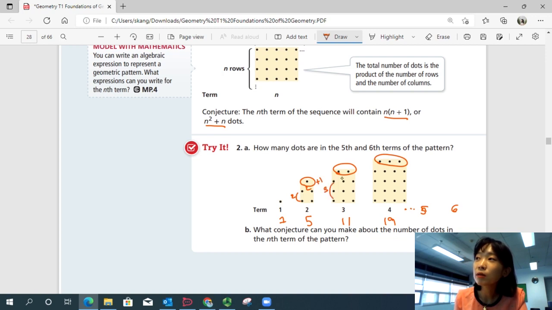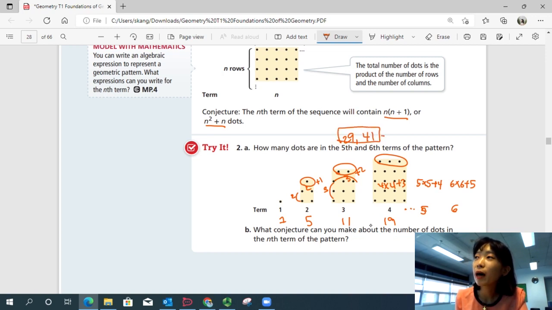That's 3 times 3 plus 2. And that's 4 times 4 plus 3. Do you see the relationship between the pattern and the number of the term? Yeah, so the next one would be 5 times 5 plus 4, and the next one would be 6 times 6 plus 5. So the number of dots for the 5th and the 6th terms would be 29 and 41.